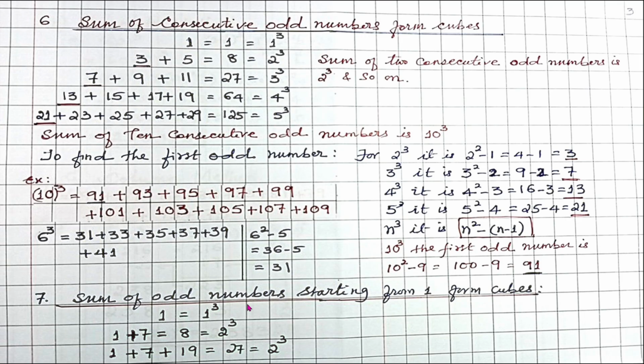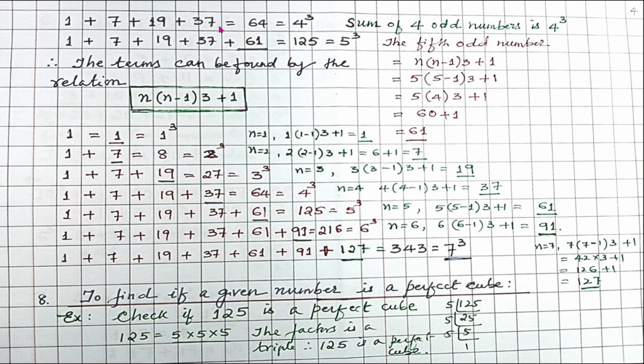Now the sum of odd numbers also gives a perfect cube by starting from 1, but it is slightly different from this method. Now 1 is 1 cube. 1 plus 7 is equal to 8, that is 2 cube. 1 plus 7 plus 19 is 27, which is 3 cube. And further, 1 plus 7 plus 19 plus 37 is 64, is 4 cube. 1 plus 7 plus 19 plus 37 plus 61 is 125, it is 5 cube.